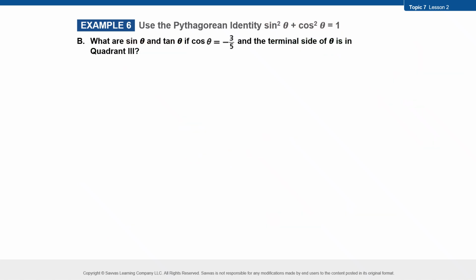Now, just to have fun, I want to try this using the basic Pythagorean. I'm trying to erase this. I want you to do this with me and see what happens. So I erase this, and I'm trying to find sine and tangent, and cosine is negative 3/5.